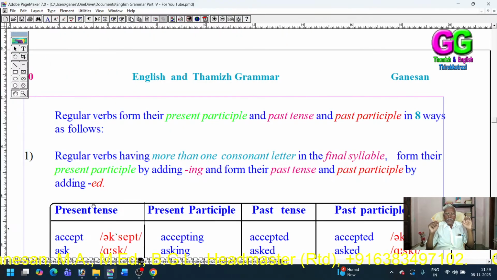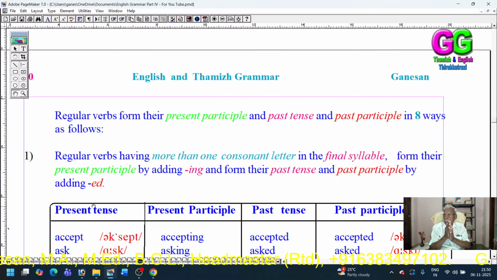In this class, we are to see how regular verbs form their past tense and past participle, or how regular verbs form their present participle, past tense, and past participle.